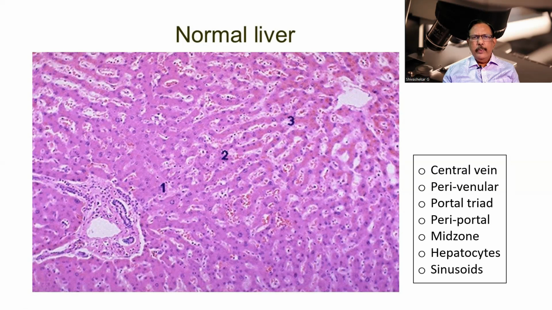So, central vein, portal triad, radiating cords, sinusoidal spaces. So, I feel that this liver is normal. That means it has got a normal architecture. And what does the word architecture mean? It is the relationship of one part of a tissue to another.